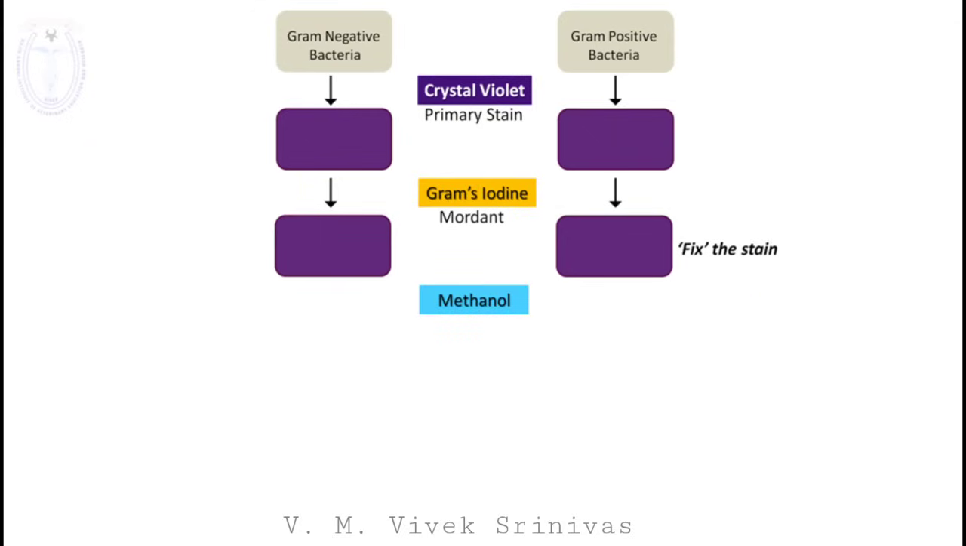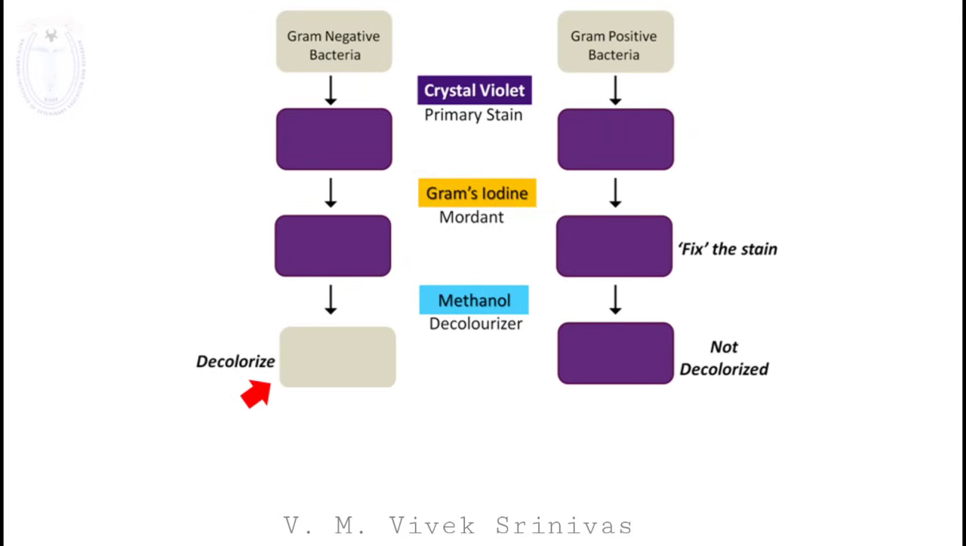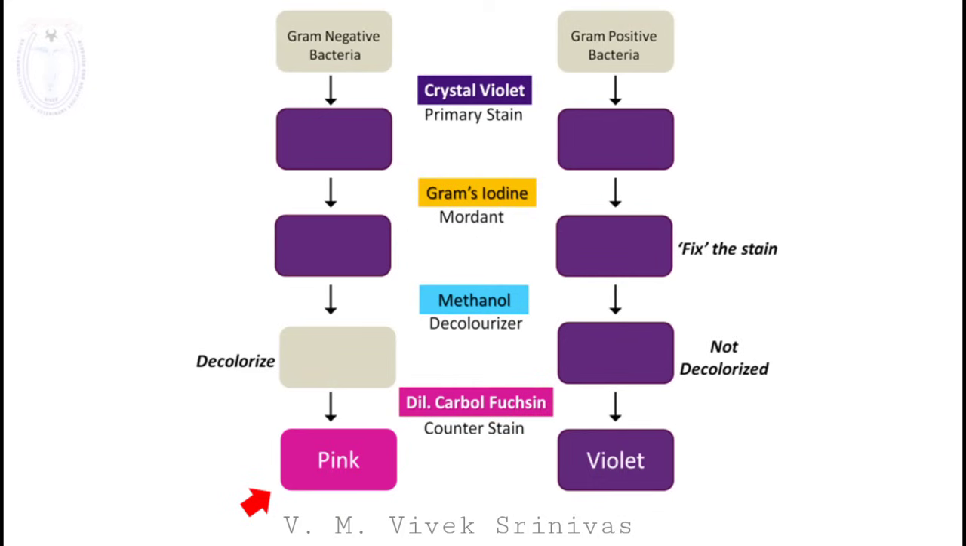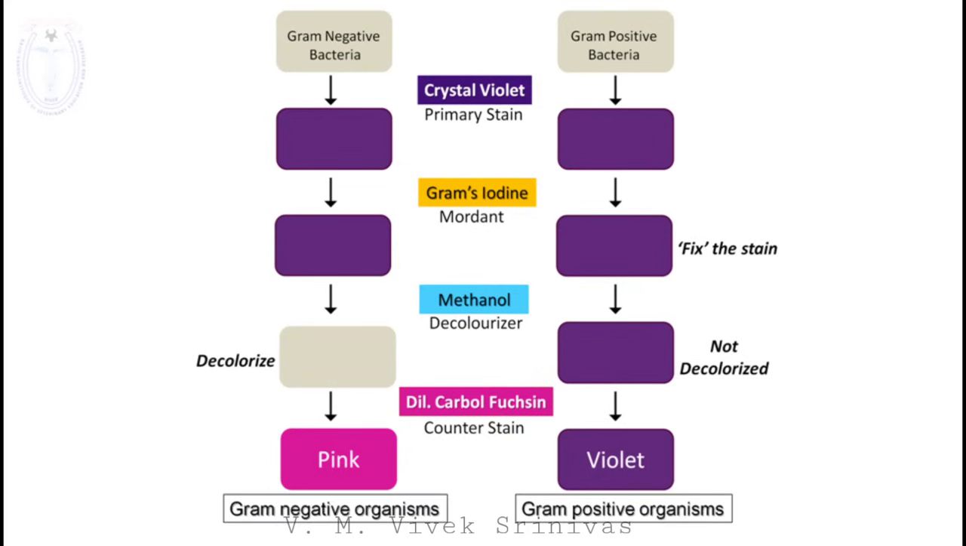Next, when the methanol is added, which is a decolorizer, it decolorizes the primary stain easily from the gram-negative bacteria, because the stain was not fixed with the gram-negative bacteria due to the thin peptidoglycan layer. But the gram-positive bacteria retain the crystal violet. Lastly, on use of the counterstain, the dilute carbol fuchsin, it gives a pink color to the gram-negative bacteria. So, on Gram staining, the gram-negative bacteria appear pink, and the gram-positive bacteria appear deep violet.